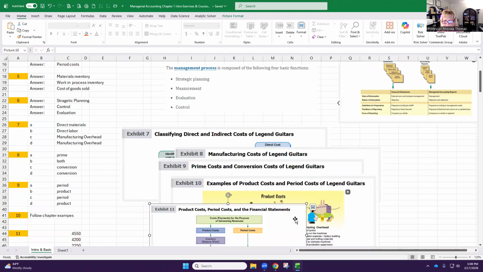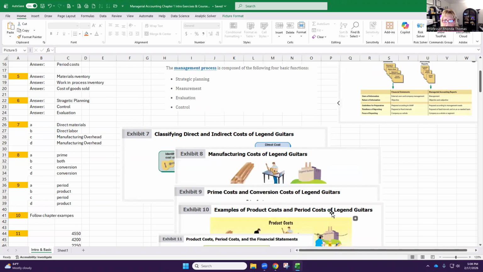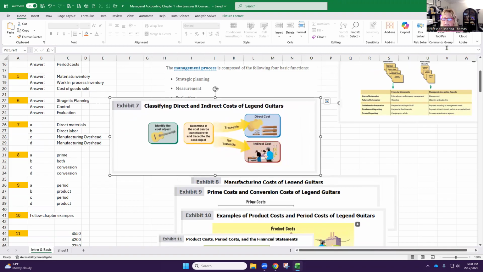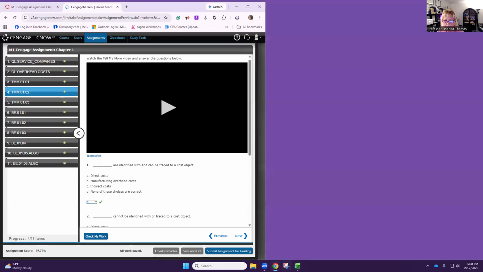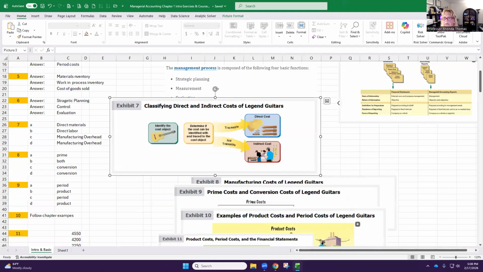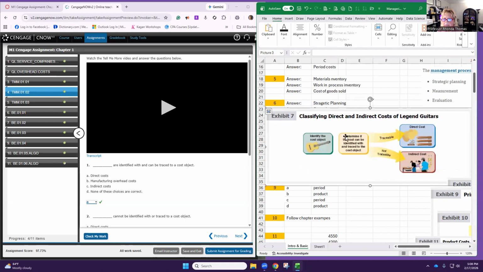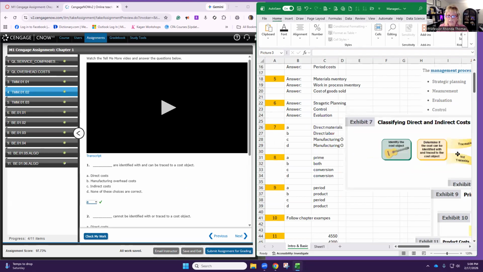Tried to pull the ones from the chapter that we would be looking at. So here is direct and indirect costs of these guitars that we're putting together. Okay, so here it is. You can trace these directly to the product. These aren't traceable. So direct costs go in either direct materials or direct labor, and anything indirect goes in manufacturing overhead.